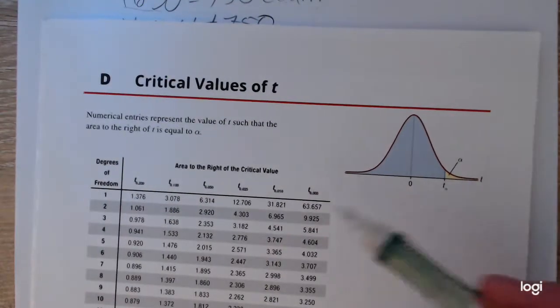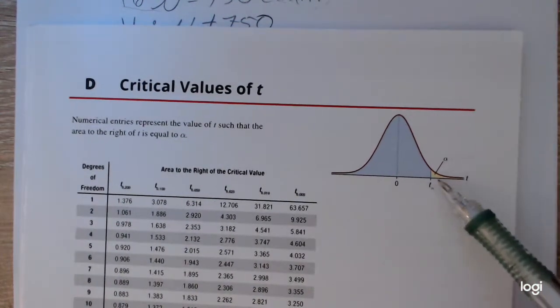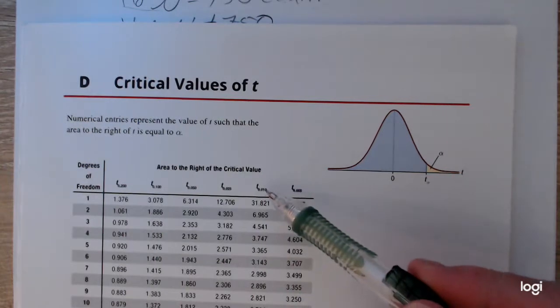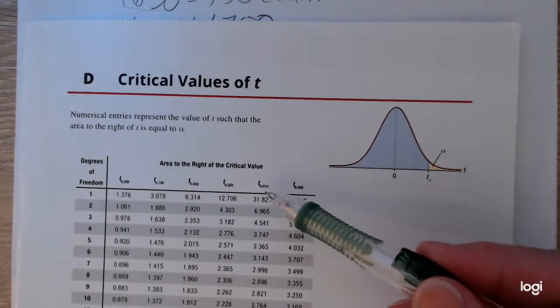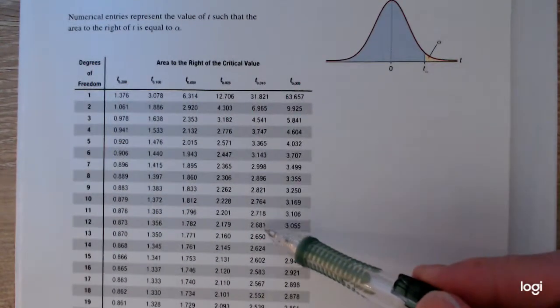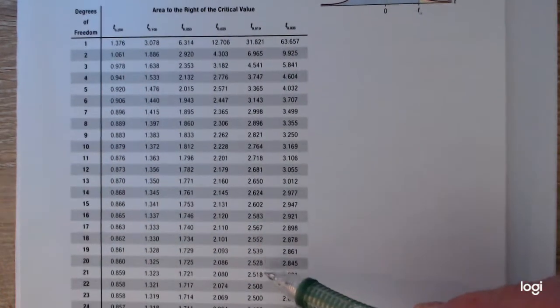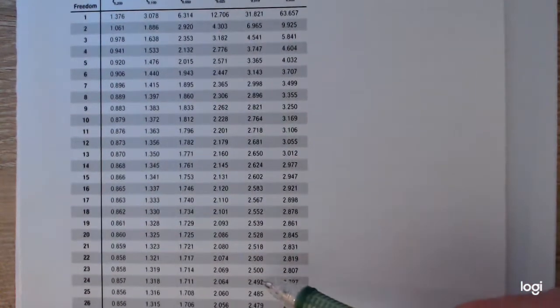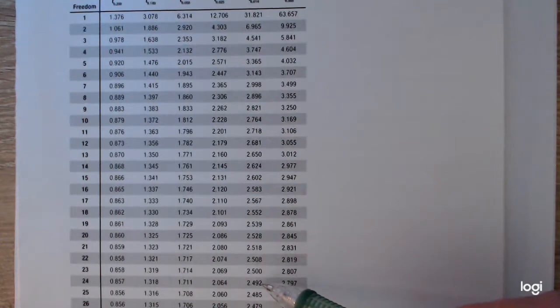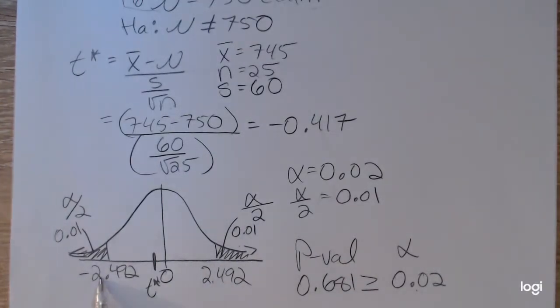Using the t-table and reading over to an area in the upper tail of 0.01, because that is half of alpha, and down to 24 degrees of freedom since the sample size is 25, the upper critical value is 2.492. So that makes the lower critical value by symmetry negative 2.492.